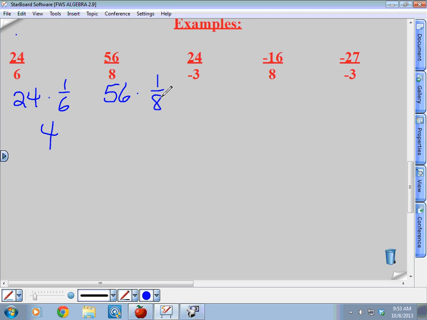And so what is 56 times 1/8? Well, this is just over 1. So it's 56 over 8. What is 56 divided by 8?